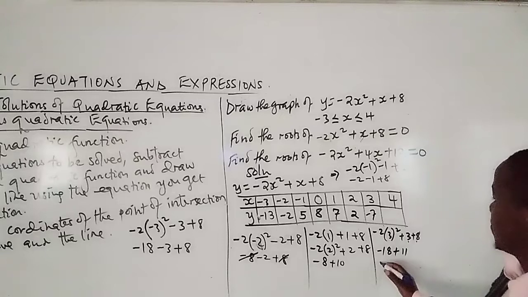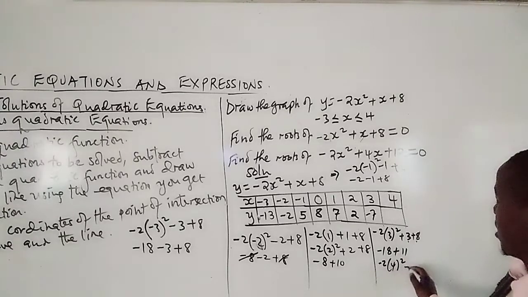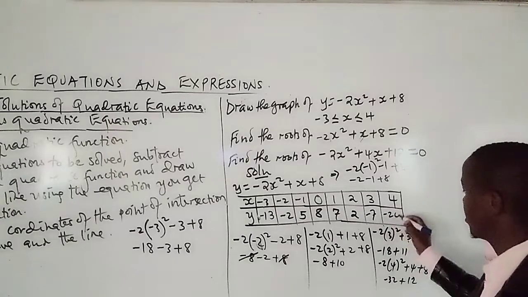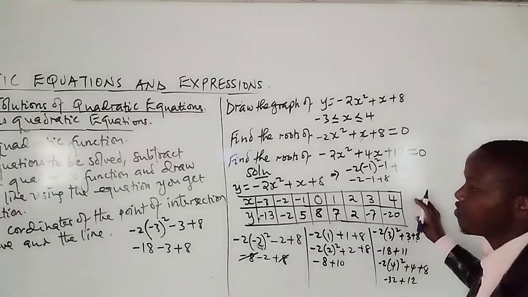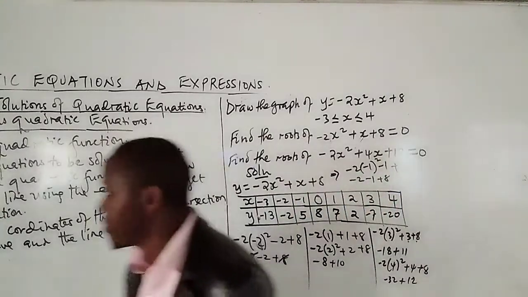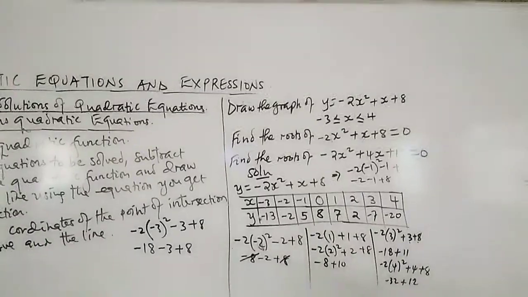Then with x as 4 now, we shall have negative 2 into 4 squared plus x, which is 4, plus 8. This is 12 already, plus negative 32. Negative 32 plus 12, we get negative 20. So this is the curve we'll be plotting. So we can come up with the curve now.